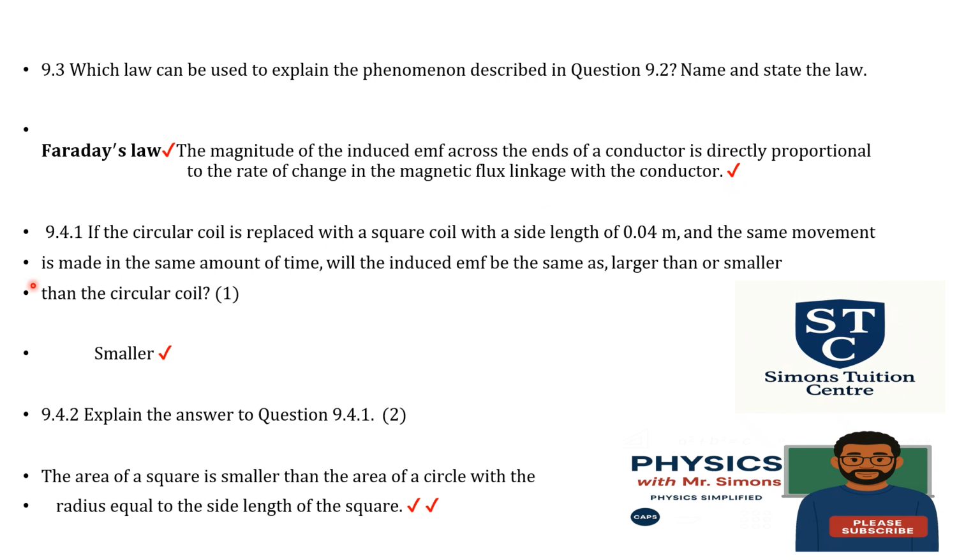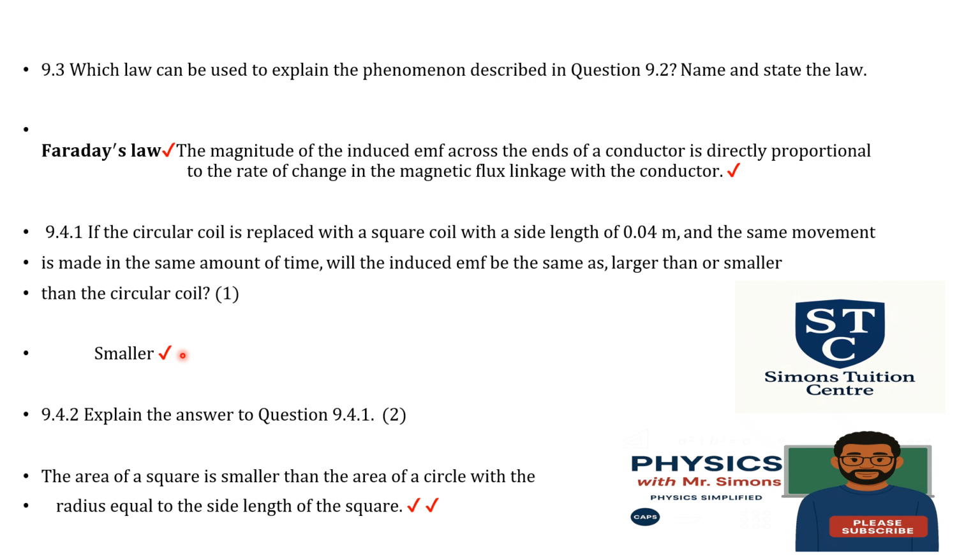Alright. Now 9.4.1, if the circular coil is replaced with a square coil with a side length of 0.04 meters, and the same movement is made in the same amount of time, will the induced EMF be the same as, larger than, or smaller than the circular coil? Smaller than. Right? So what happens? Remember, the area of a square is side times side, so 0.04 times 0.04.